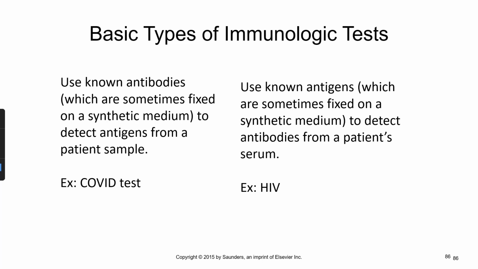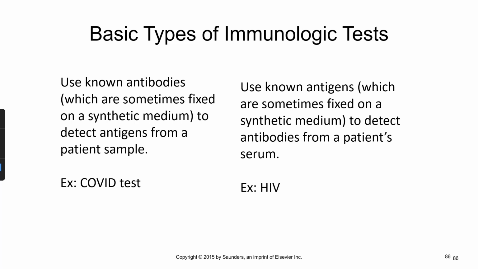So we use known antigens and we put those antigens on a piece of paper. So we put the chunks of the COVID or the chunks of the HIV on the paper. Then we're going to take the patient's serum and we're going to flood that paper with the patient's serum. If the patient has antibodies against that infectious agent, the patient's antibodies are going to bind to the paper. And through a series of washing steps, they're going to remain bound because that's a pretty tight binding reaction.